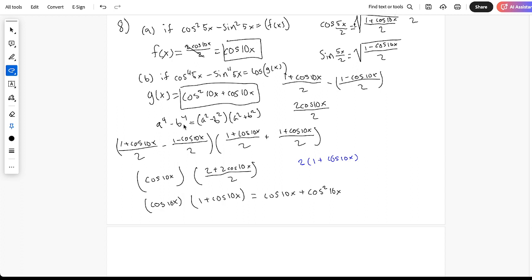Okay, now I'm going to go plug it in, see what we get. So the first one is cosine of 10x, and the second one is cosine squared of 10x plus cosine of 10x. Submit. Wrong. How did we get it wrong?